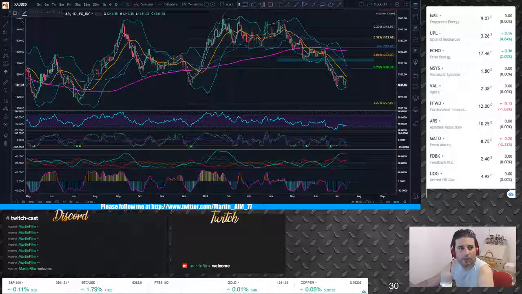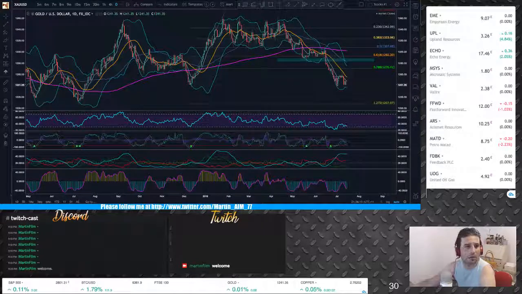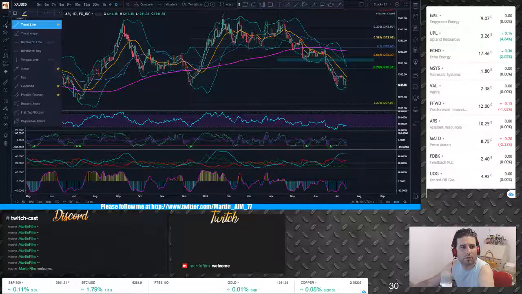I tend to use TradingView basics for just a line, so you go straight. You can also, if you press on the star, add it to your favorites. Then your favorites start getting placed in there, so anything that you tend to use.